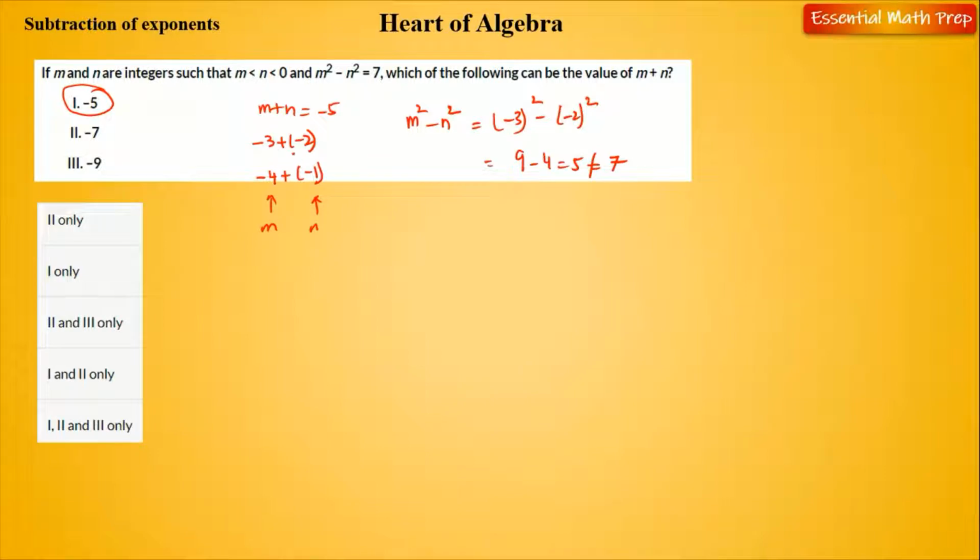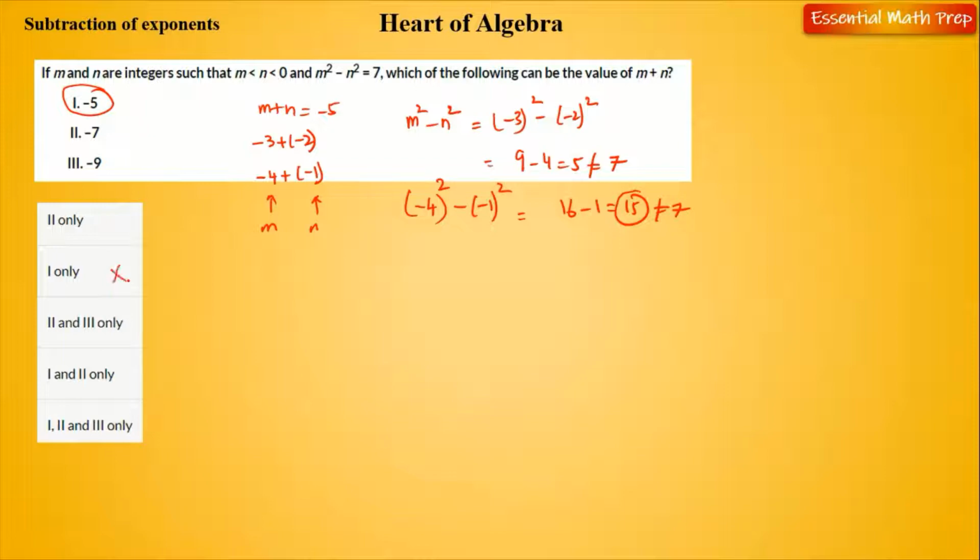You can try -4 as well. What we're really doing is saying these can be the values of m and n, and that is not giving you 7. So that'll be 16 minus 1, which is 15. That's also not equal to 7. So as a choice, 1 is not possible, okay?